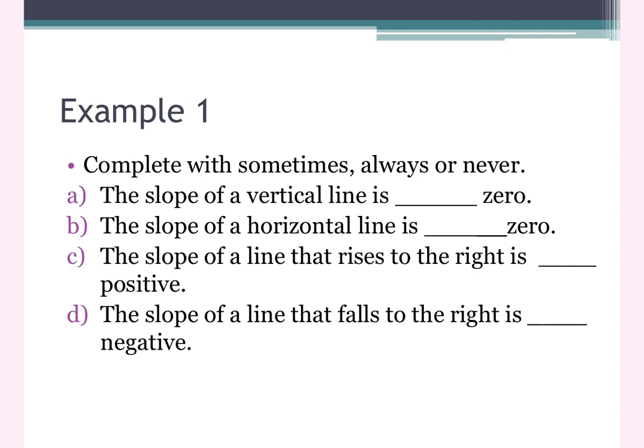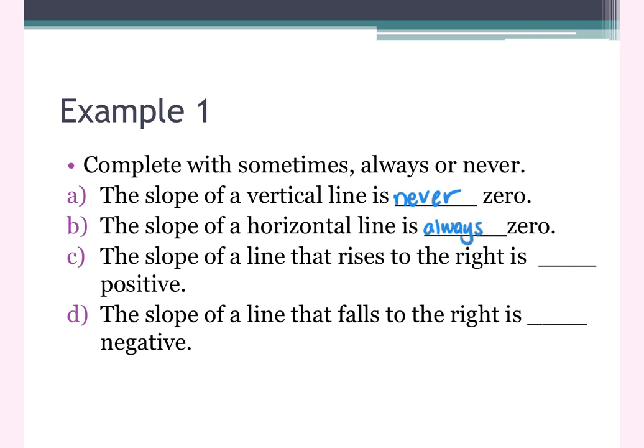Example 1 says, complete with sometimes, always, or never. A, the slope of a vertical line is blank 0. We just said the slope of a vertical line is undefined, so it is never 0. B, the slope of a horizontal line is blank 0. Horizontal line is always 0.